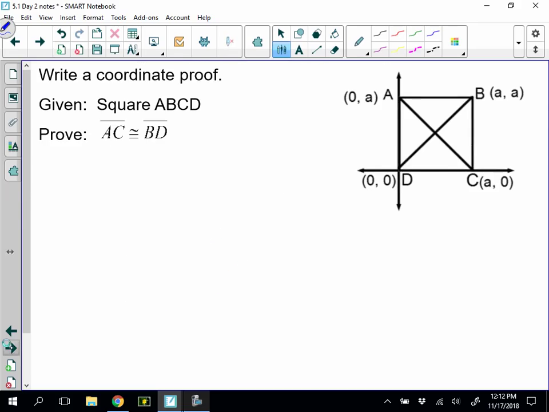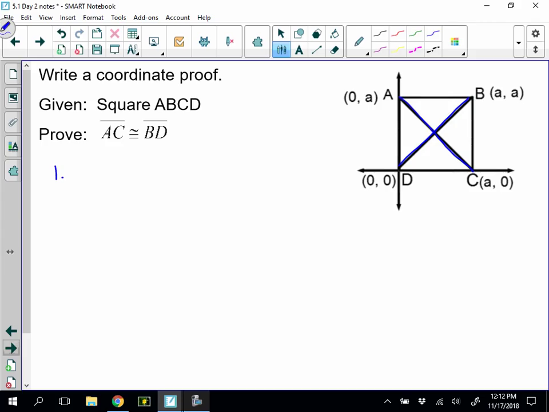Okay, first one, we are going to write a coordinate proof. If we are given that we have a square, we are trying to prove AC congruent to BD. So these are the 2 diagonals. So I'm trying to prove that these 2 diagonals are equal. I think I have yours numbered.